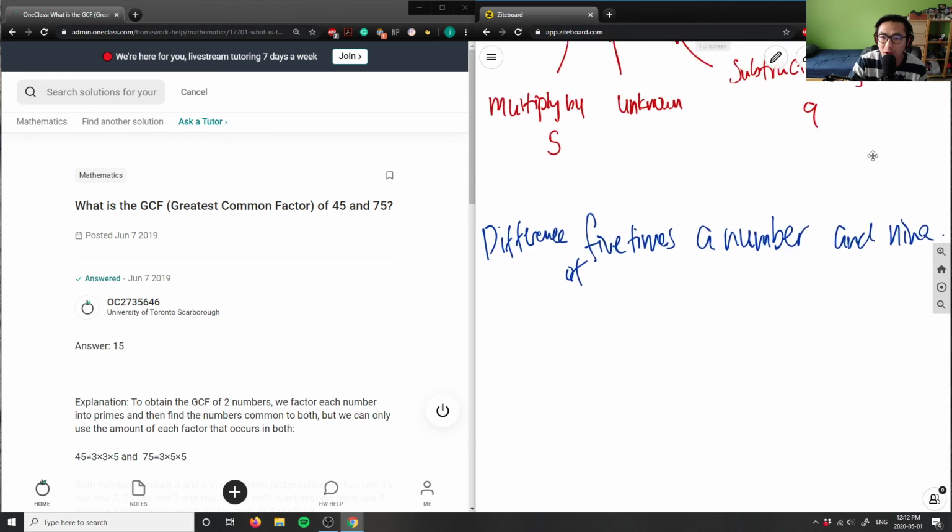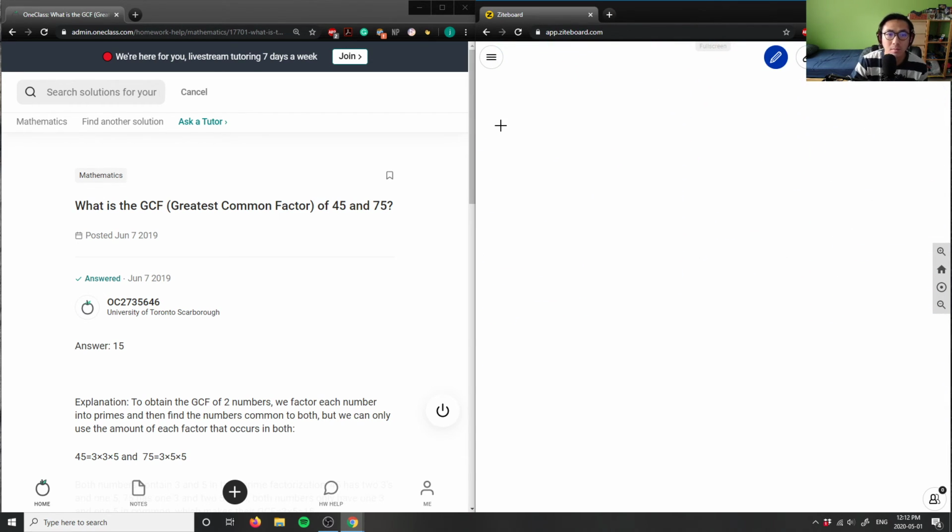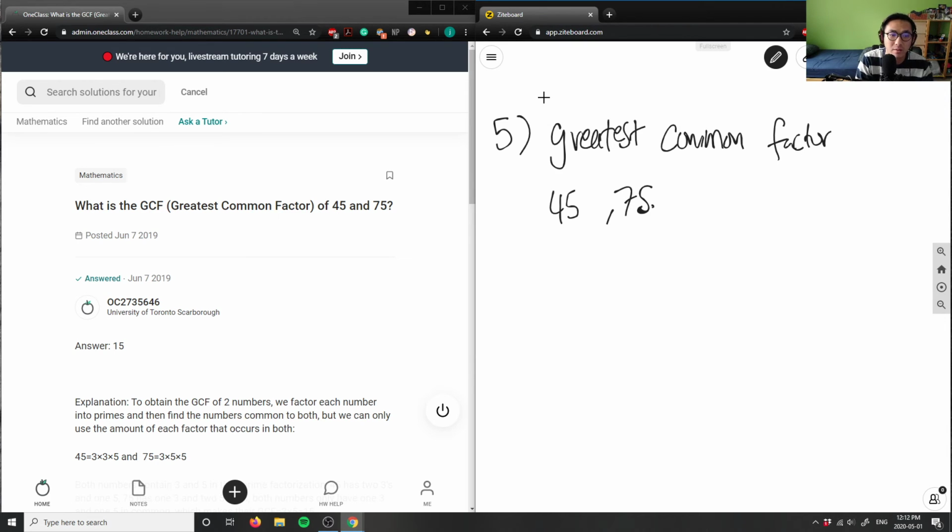Let's look at number 5. It's asking, what is the greatest common factor of 45 and 75? So I want to find the greatest common factor of these two numbers. I have 45 and I have 75 here. Basically, I would figure out what the factors of 45 are and what the factors of 75 are. So let's write down the factors of 45.